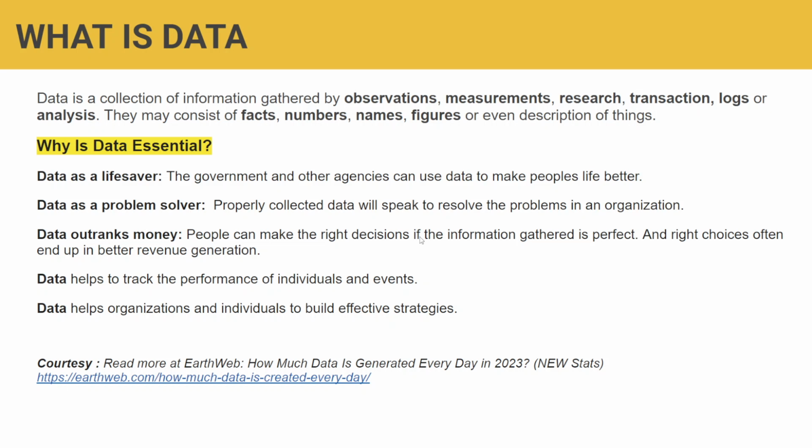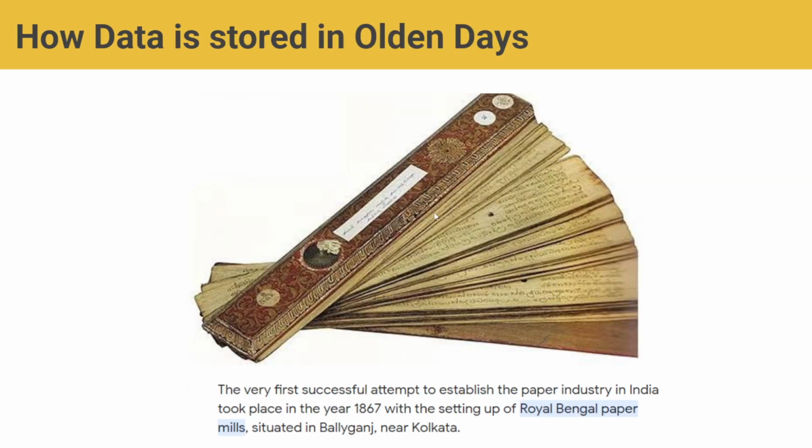Data can be saved in many ways. In olden days, as there were no electronic components available, they used to save data in the form of leaves like this. In this particular slide, you can also see that we have something written in the background. Particularly for the Indian scenario, before 1867, we didn't have any paper at all. With the establishment of the Royal Bengal Paper Mill, only then did paper come for the Indian audience.